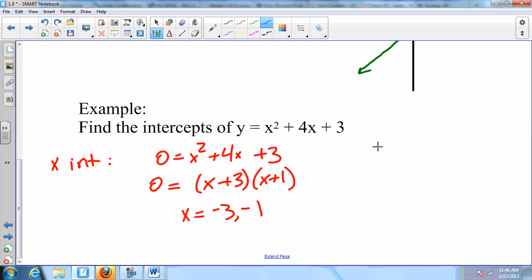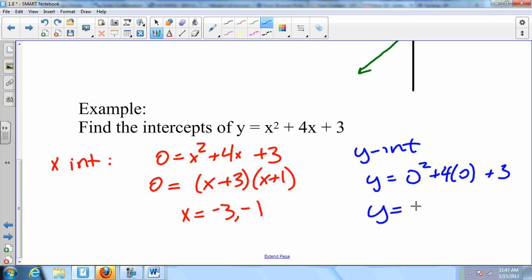For the y-intercept, we set x equal to 0, now we solve for y, so y equals 3.